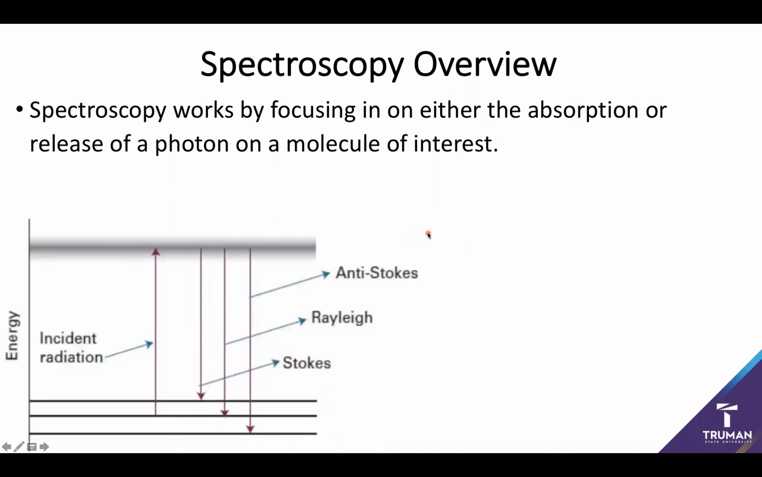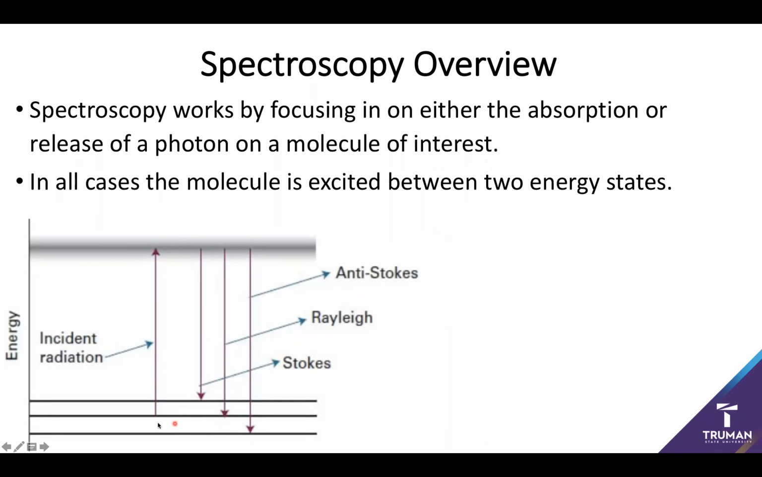So the general move of spectroscopy is that it's using light to measure things. So what we're doing is we're going to expose a system to light and either focus in on the absorption or release of a photon by the molecule of interest. So we're going to have an absorption event if I go from a low energy state to a high energy state, and I'm going to have the release or emission of a photon in the subsequent relaxation as I go from a high energy state to a low energy state. So in all these cases, we're just moving in between two energy states, a high and a low, or low and a high, or a high and a low.